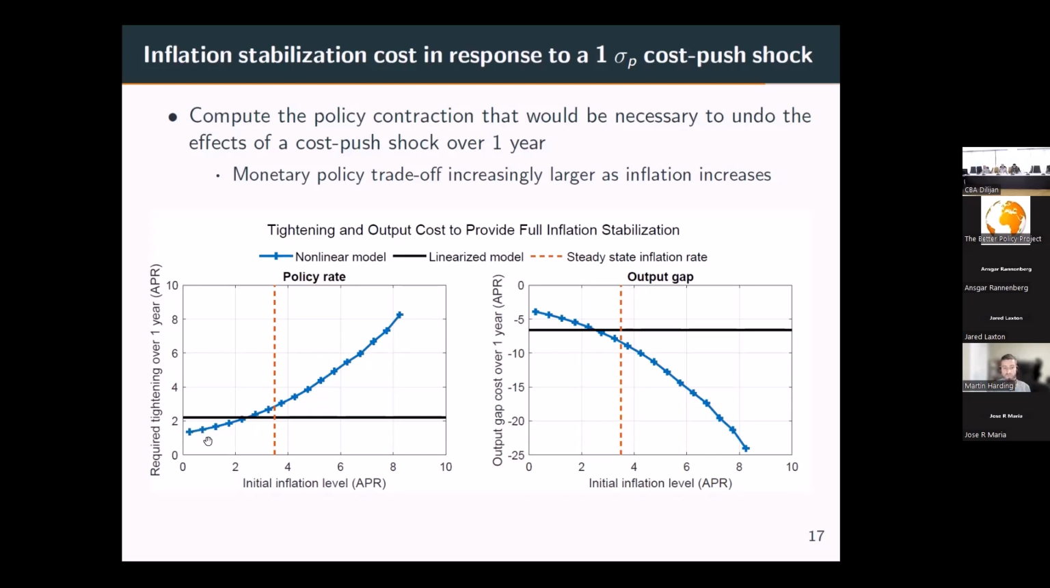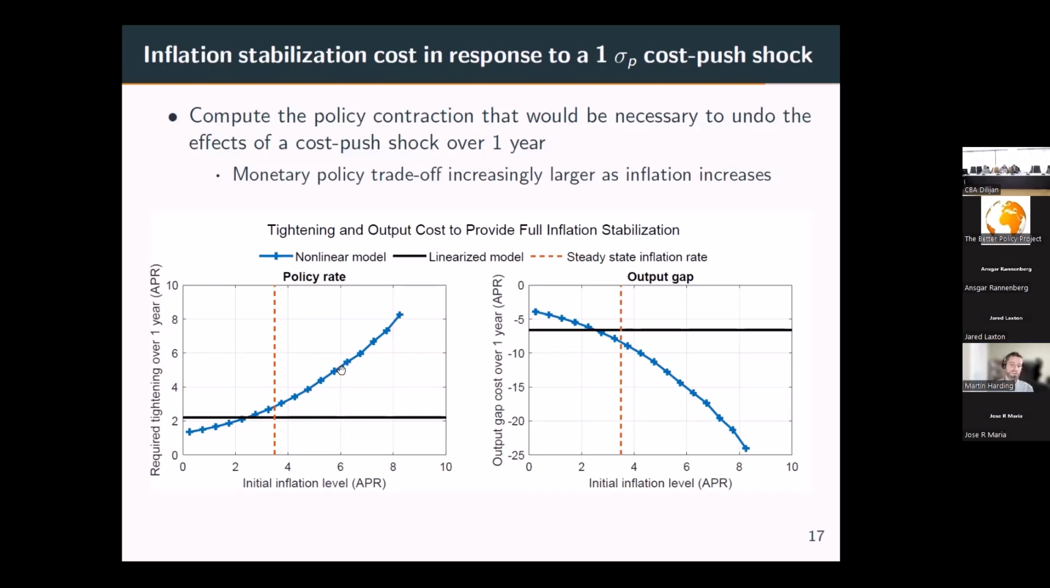a low inflation state. Now, as initial inflation starts increasing before the shock hits, you see that the necessary tightening to undo the effect of a shock of the same size increases dramatically. So let's say inflation is of the order of 6% before the shock hits.